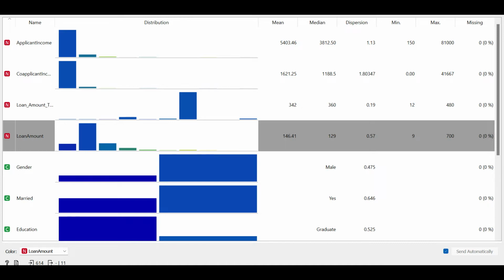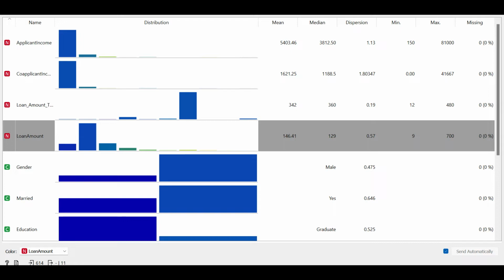In this loan amount, first the mean value is about 146.41 and next it shows the median, dispersion, minimum, maximum and the missing value. The median value is about 129 and the dispersion value is about 0.57 and the minimum value is about 9 and the maximum value is about 7. So you may wonder where is the missing value. The missing value won't come here because I have imputed all the variables in the step before implementing the data table, so it takes all the missing values out. So this is the feature statistics.